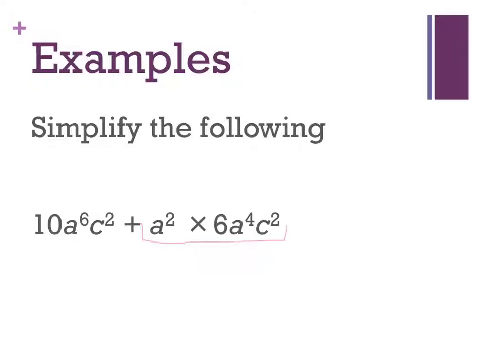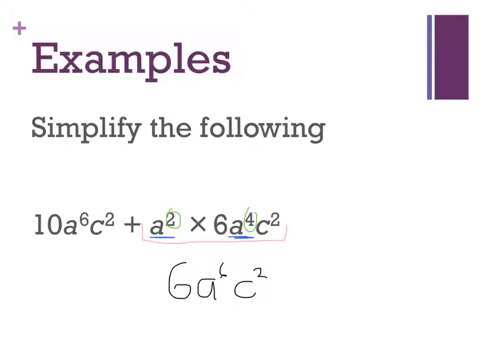Okay, a to the power of 2 times 6a to the power of 4 c to the power of 2. Oh God, that looks really complicated. It's actually not. I've got this a in here and I've got that a in there. I can leave everything else the same. So I can leave 6c to the power of 2 the same. Okay, and I've got a to the power of 2 times a to the power of 4. I remember my rule tells me all I need to do is add my indices. So a to the power of 2, a to the power of 4 becomes a to the power of 6.